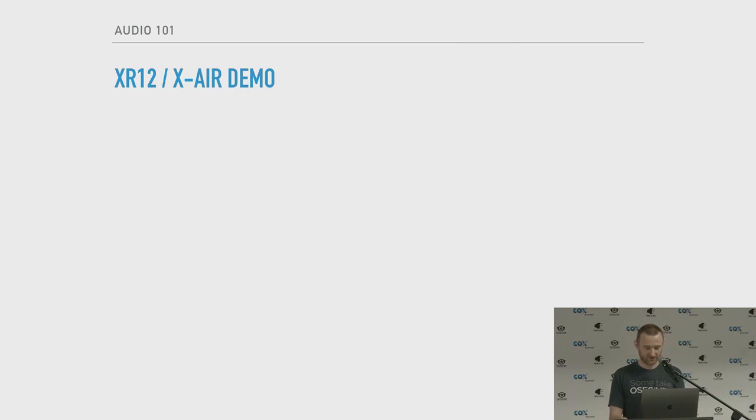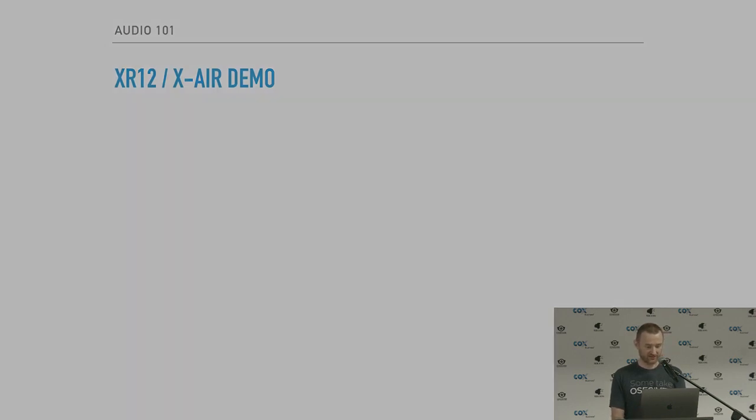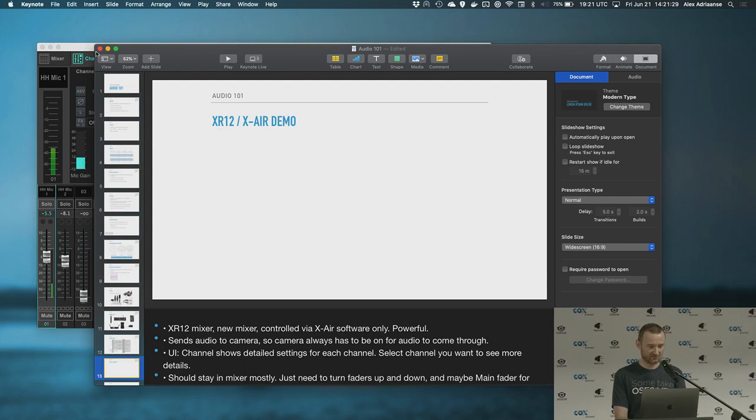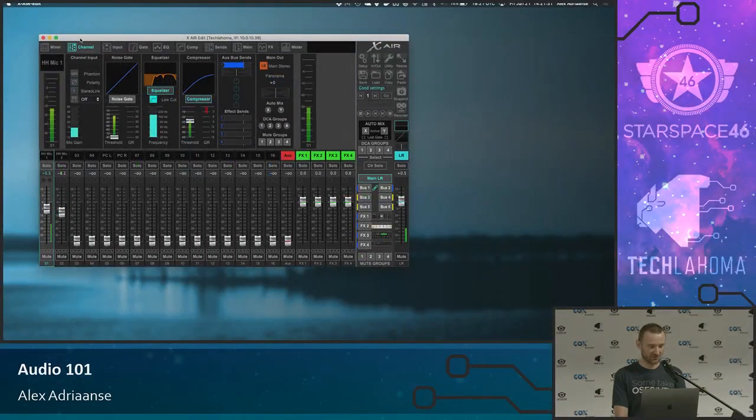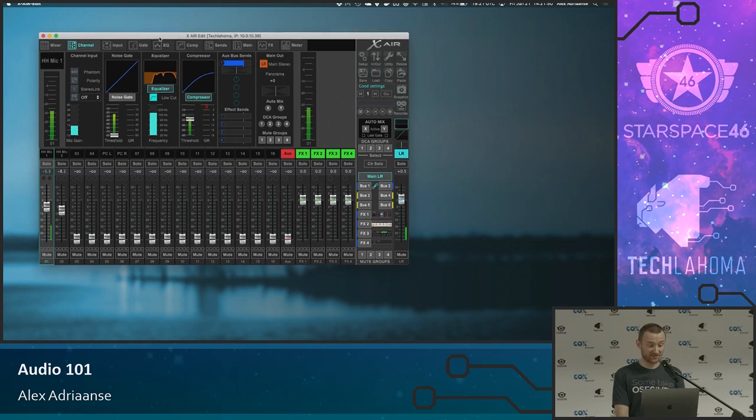All right, so I'm going to do a quick demo. It may not be quick, but I'm actually going to be showing what we're doing here. So here's our mixer. The mixer that we got is a fairly low-cost mixer, about $250, $300, but it's incredibly powerful. It's got all sorts of really cool processing, so it's an incredible value. There's a lot of things you can do with this mixer.